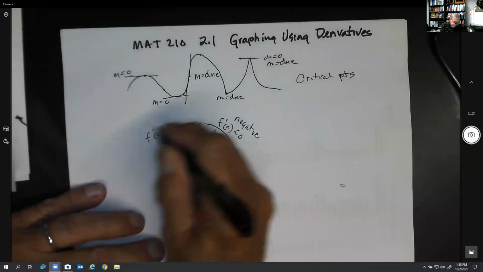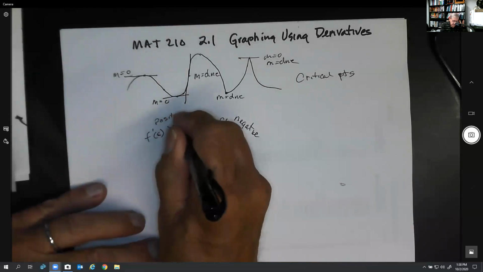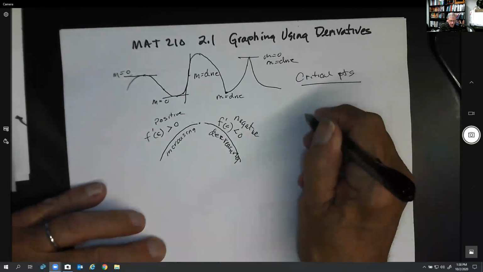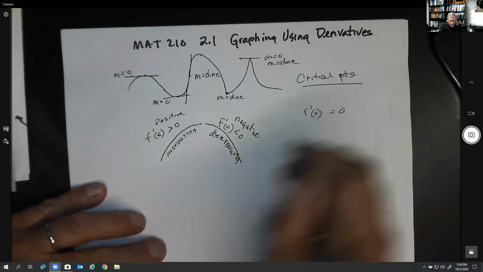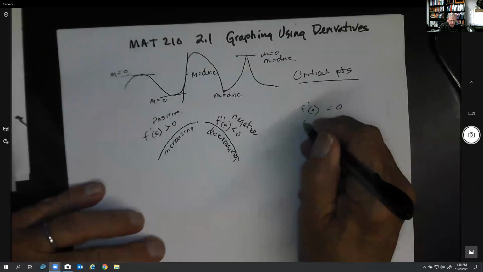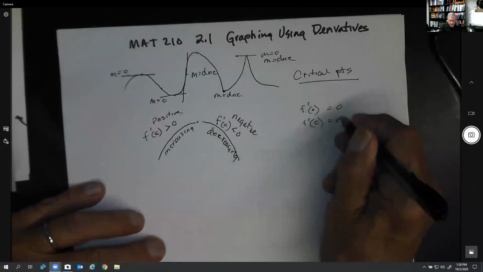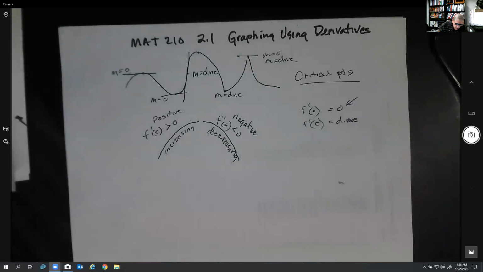So this would be a positive increase. What we're going to be doing is looking for these critical points where the first derivative is 0, or where the first derivative does not exist. Mostly when it's 0, but sometimes when it does not exist, we'll look for those points too. So that's the key to graphing, knowing those points.